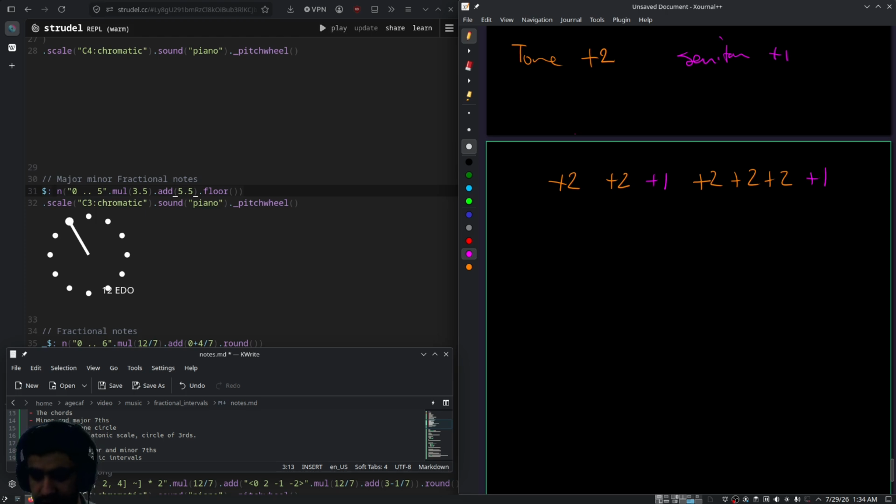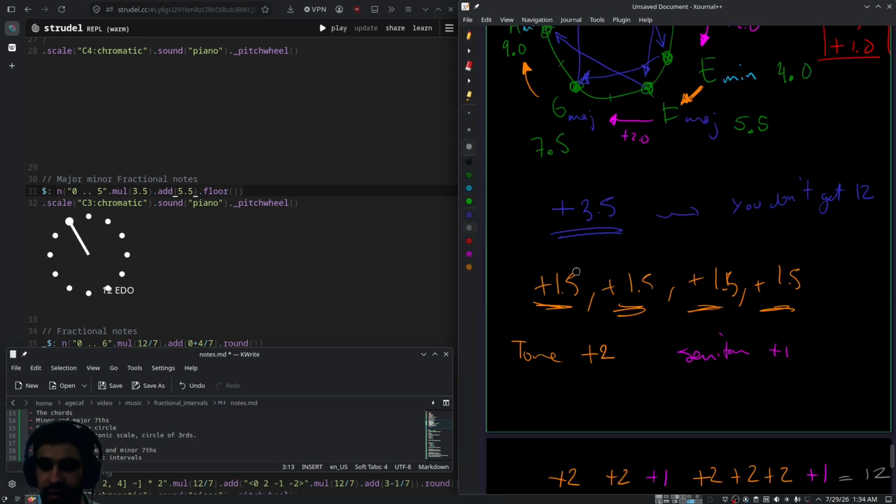And if you look at this, if we add everything, it adds up to 12, right? So that makes sense because we have 12 semitones in total and we have 7 notes, but there's no real way to split 12 semitones among 7 notes.